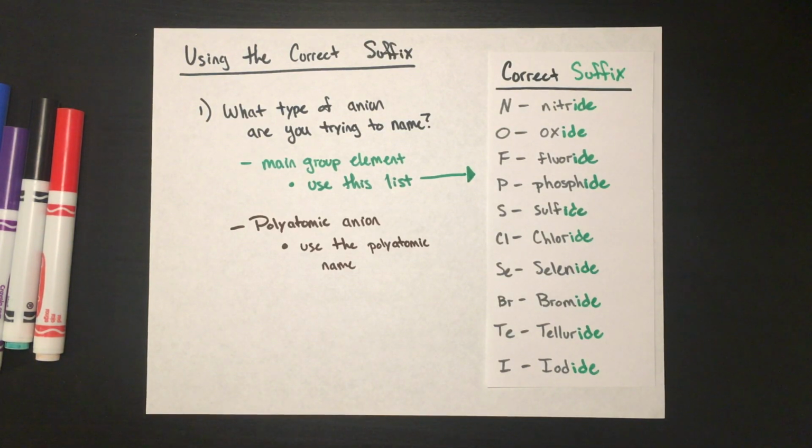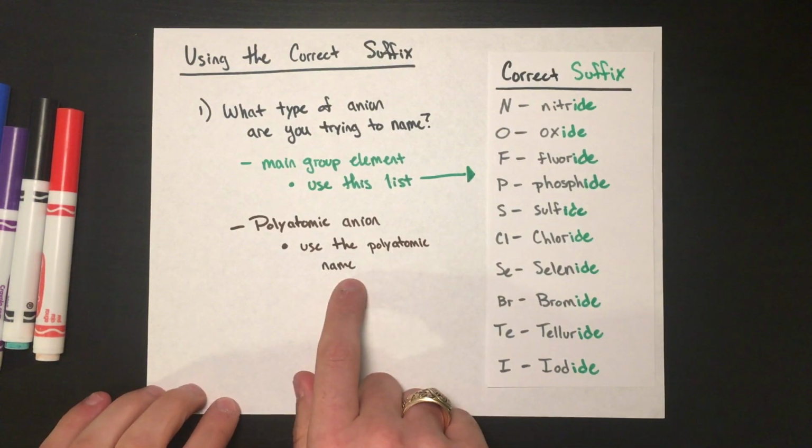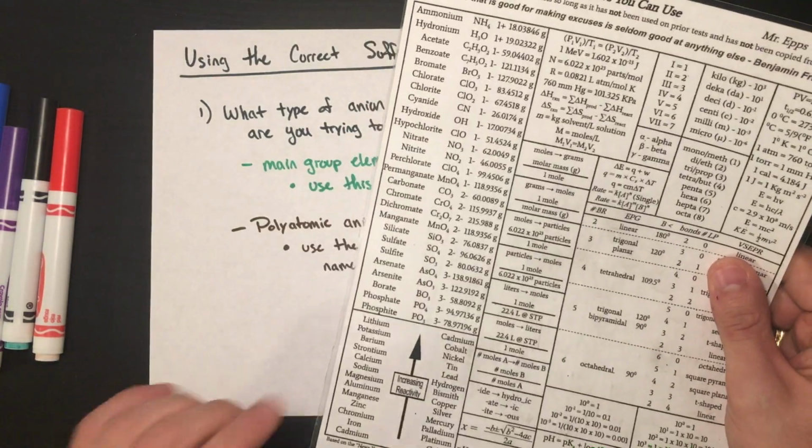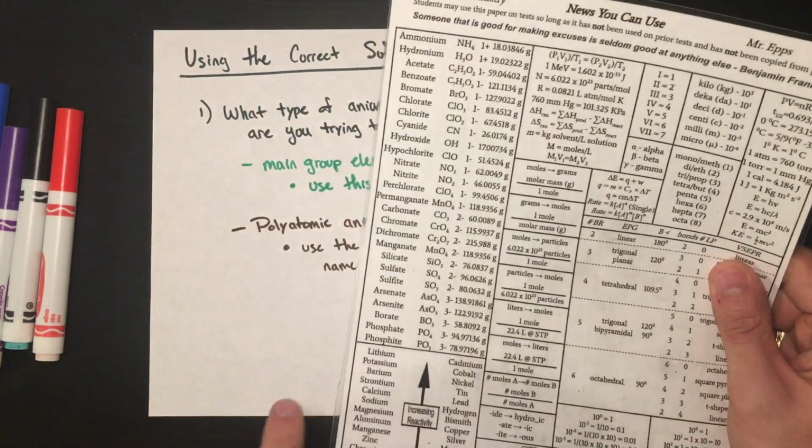Then you'll have polyatomic ions, which will be the exact same name as they are on your news you can use. So they're all right here on your news you can use.